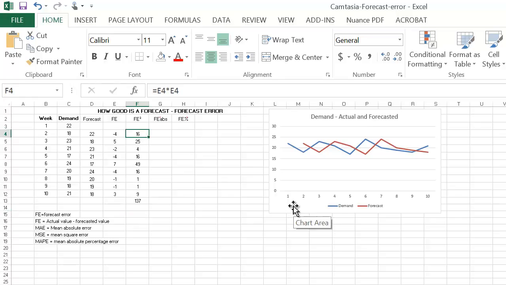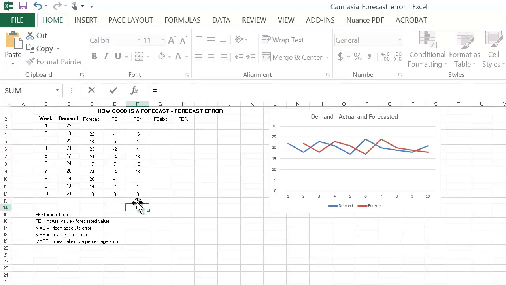So here's my first forecast, second, third, fourth, fifth, sixth, seventh, 8, 9. Oh, I should divide by 9. I'm sorry. There are 9 periods for which I made a forecast. So equal to 137 divided by 9.